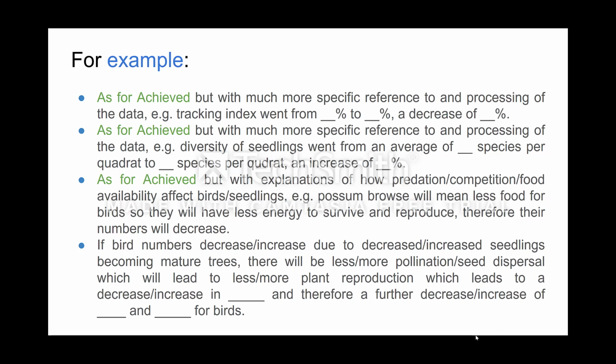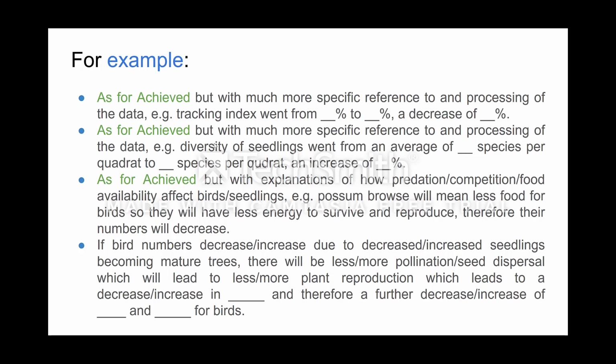One will be that really good detailed bit of processing of data. You'll notice there's percentages here. So you're referring to named bits of data. If you see in that pest control area, your tracking index is going to have a far lower value if the pest control has been effective than it would be in an area of non-pest control. So you can make real reference to your data and show that you understand it. You can then do that for your tracking indexes, your species per quadrat, your biodiversity, your different sets of data.